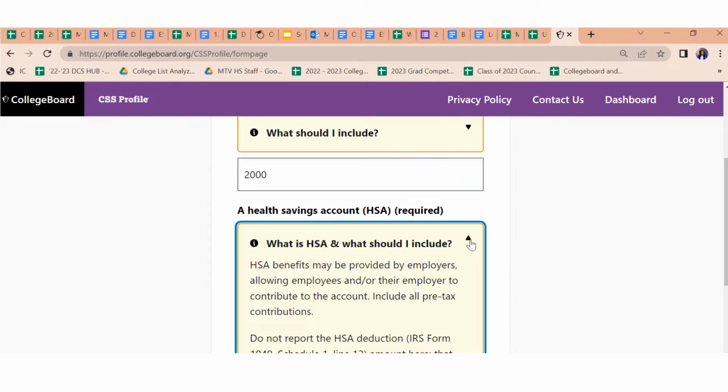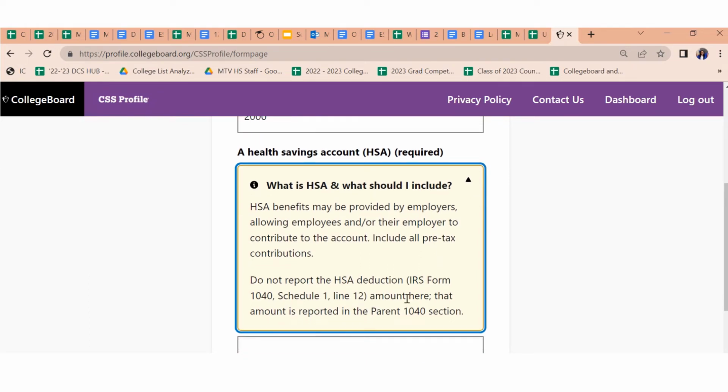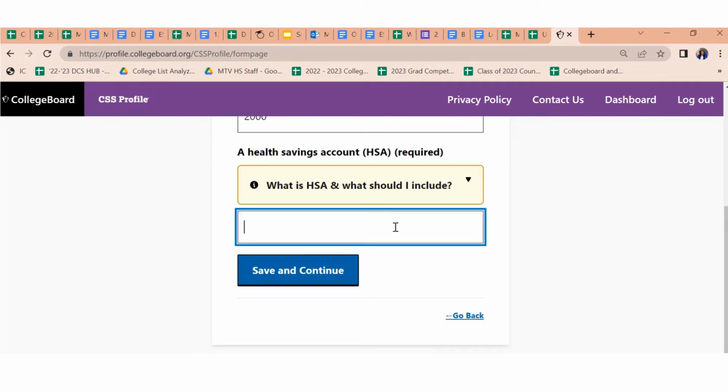Same thing with your HSA. Do not include amounts from 1040 on a Schedule 1. And continue.